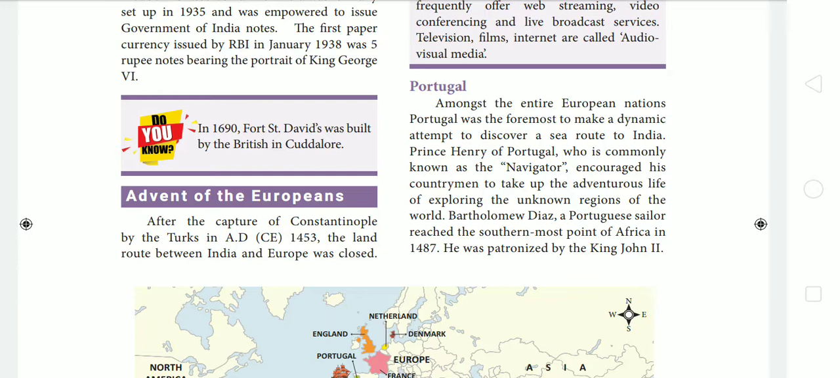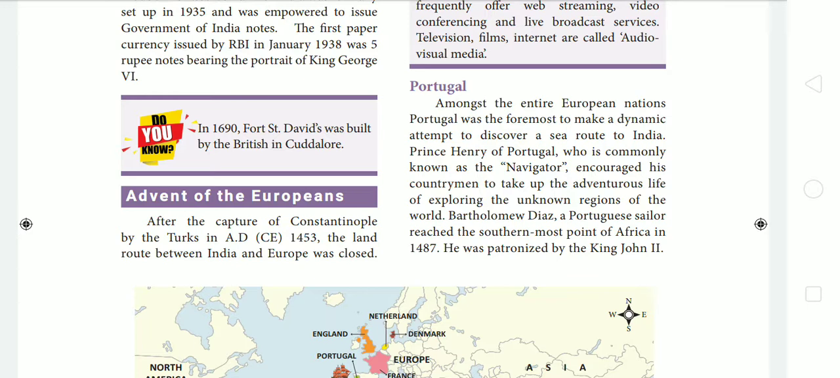Prince Henry of Portugal is commonly known as the navigator. What does navigator mean? A navigator is a person who explores by ship. Prince Henry of Portugal, commonly known as the navigator, encouraged his countrymen, the Portuguese people, to take up the adventurous life to explore the unknown regions of the world.